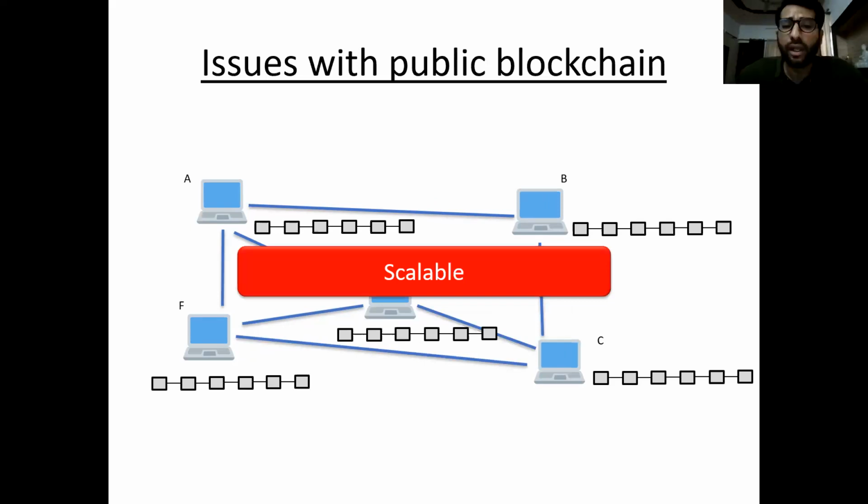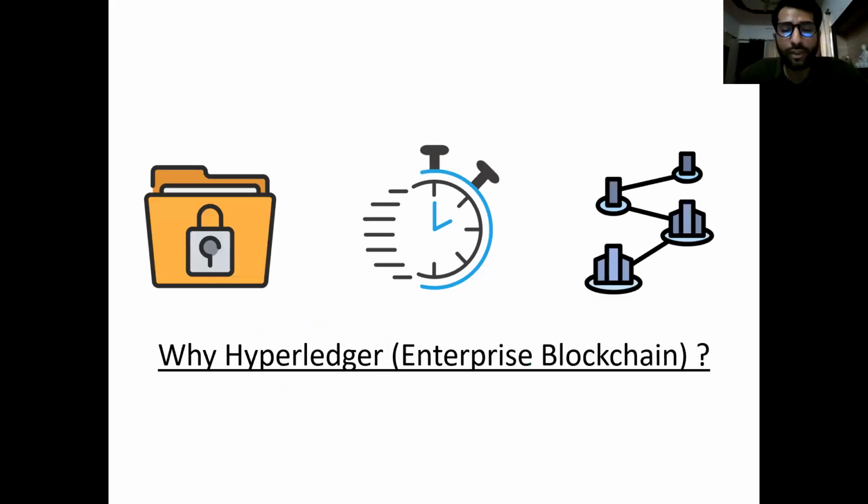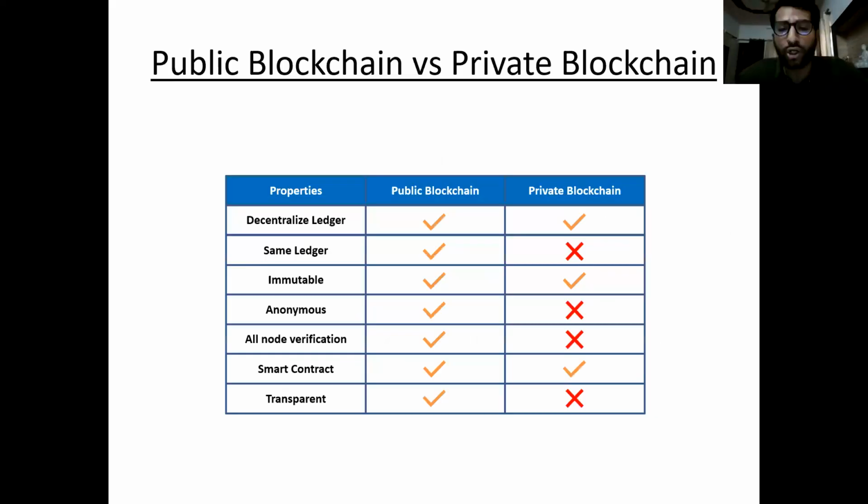Scalable means in public blockchain, there are different numbers of people and they will manipulate that thing. But in private blockchain, because it is only for the organization, they have the right to give permission according to their need. So these are the challenges that public blockchains face. That is why organizations will adopt the private one.